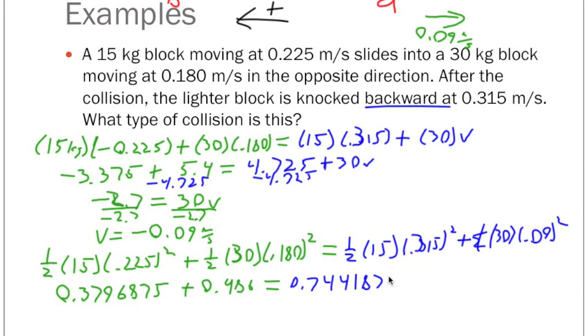1875, plus our 1/2 times 30 times 0.9 squared, which ends up being 0.1215. So let's go ahead and add these guys up. And so 0.3796875 plus 0.486 equals 0.8656875.